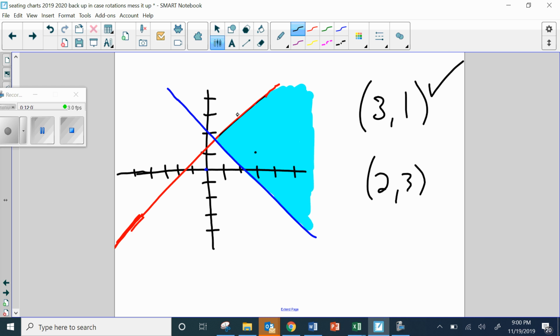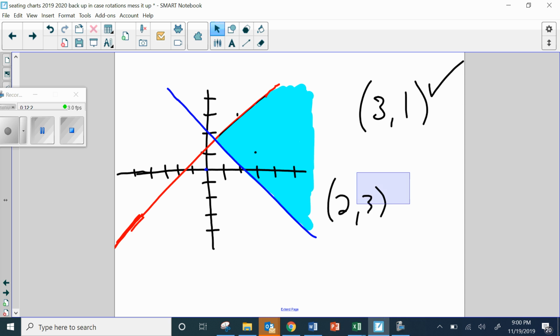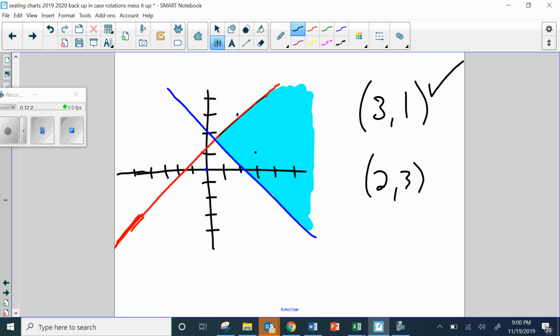Well, that is just outside the region. So you have to be kind of careful on some of these, but that dot that I just made is just above the red line. So if it's outside the region, then that cannot be a solution. So we would scratch that one out. No, not a solution. You don't really need to scratch it out on that quiz.